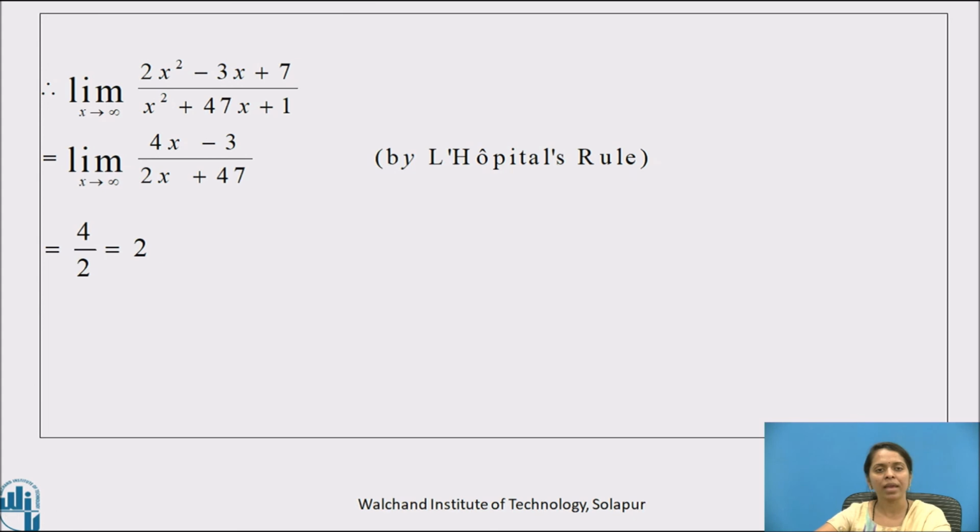So, here we have applied L'Hospital's rule twice. You can use the rule if necessary, but before application of the rule, each time you have to check for the form, if it is 0 by 0 or infinity by infinity.